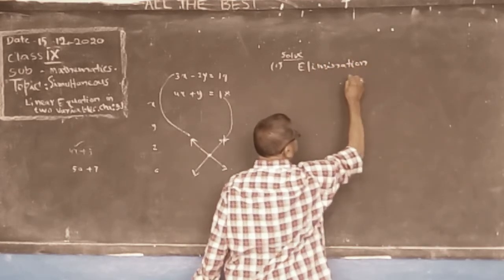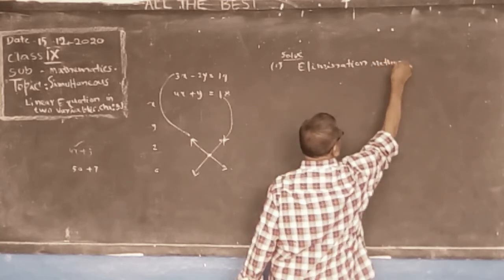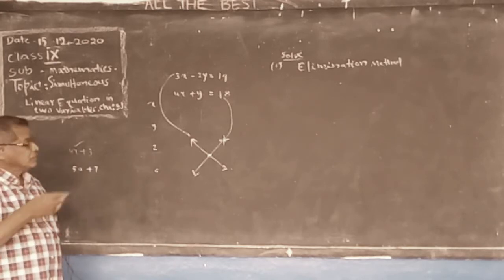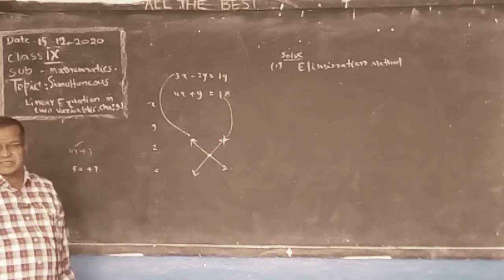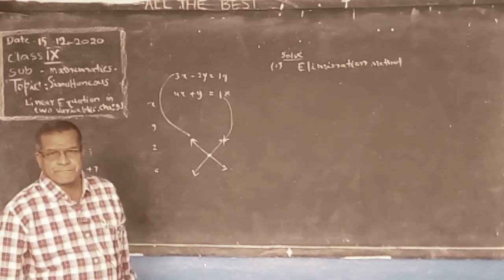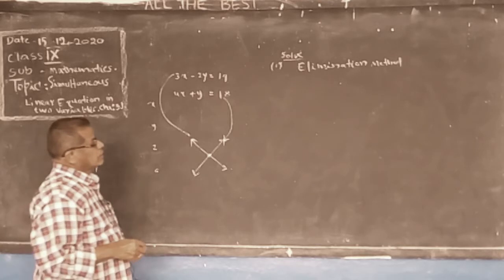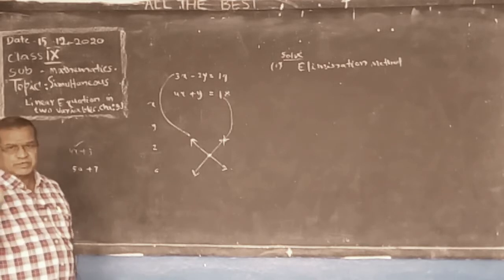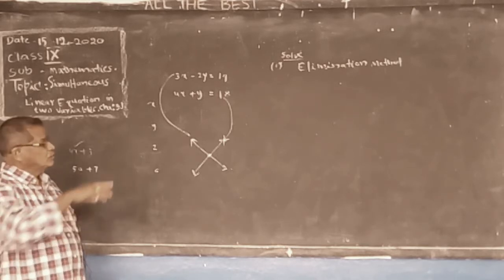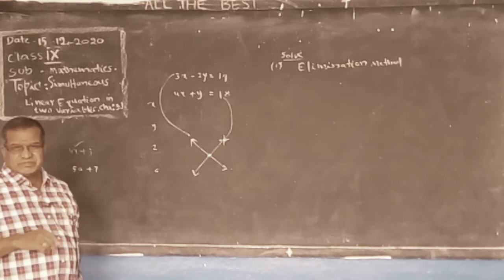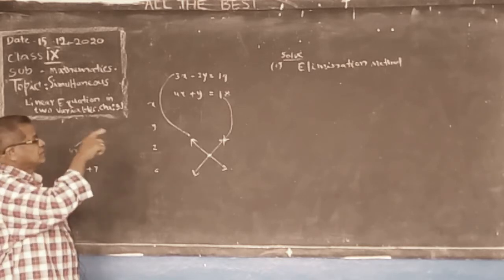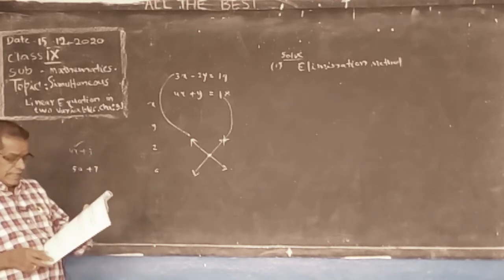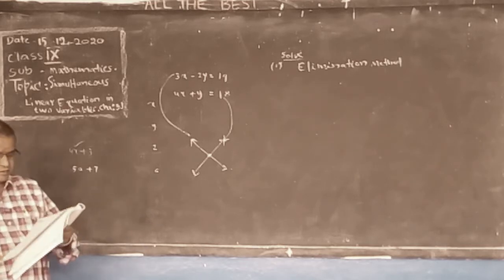Elimination method. We have to eliminate either x or y. We can eliminate either x or y. Second, substitution method. Third, graphical method. Matrix method. There are so many methods, but now we are learning to solve the linear equations by the elimination method. How to solve? How to find x and y? Now I will explain.